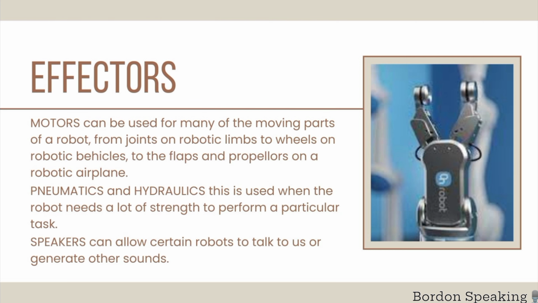Motors can be used for many of the moving parts of a robot, from joints on robotic limbs, to wheels on robotic vehicles, to the flaps and propellers on a robotic airplane. Pneumatics and hydraulics are used when a robot needs a lot of strength to perform a particular task. Next, speakers. Speakers can allow certain robots to talk to us or generate other sounds.